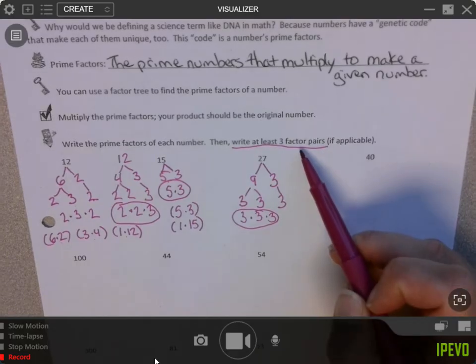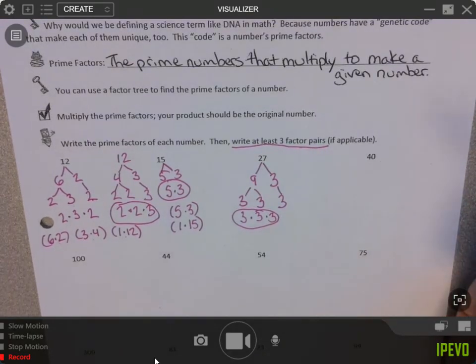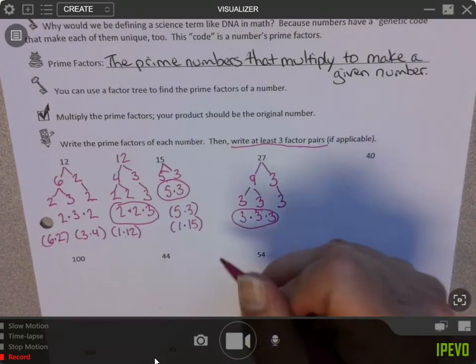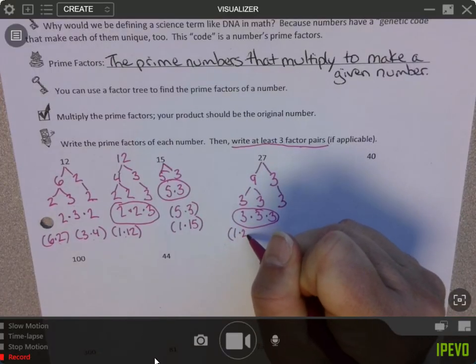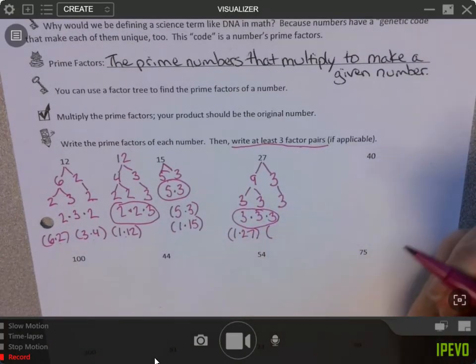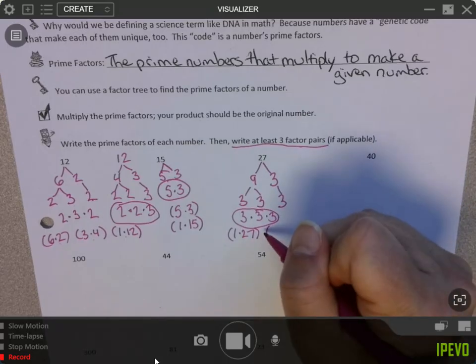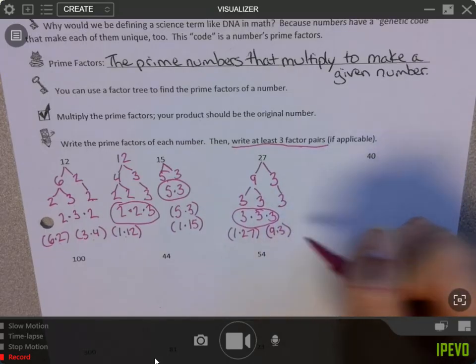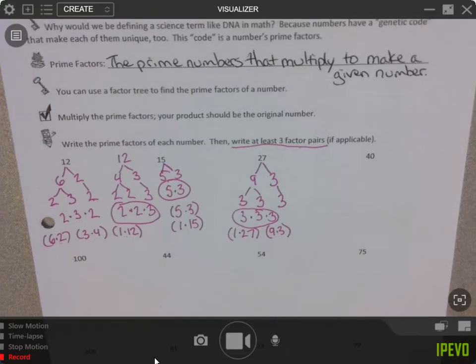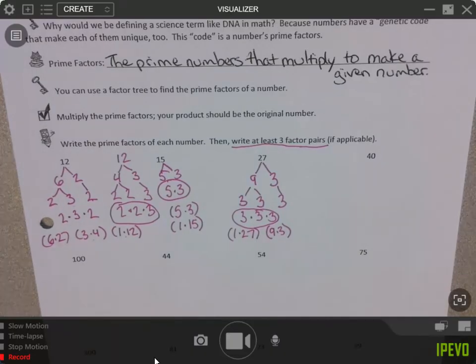Now I have to put my factor pairs. What factor pairs can I put? Sophie? 1 times 27. What else could I put? 9 times 3. Is there another factor pair that I could put? There is. What? 3 times 3 is only 9, and I need to get to 27. Adeline? Yeah, this is just like 15. There's only 2 factor pairs for this one.